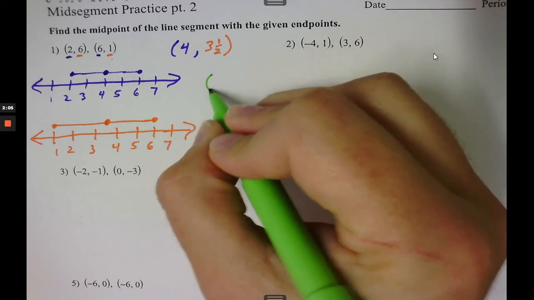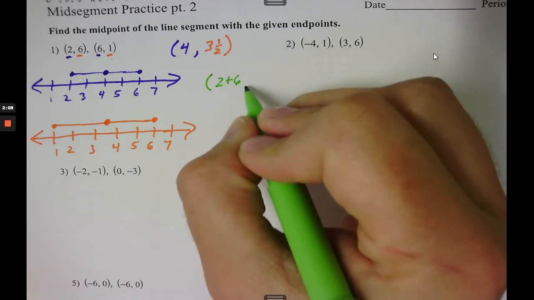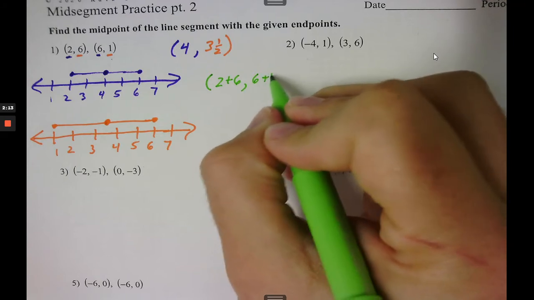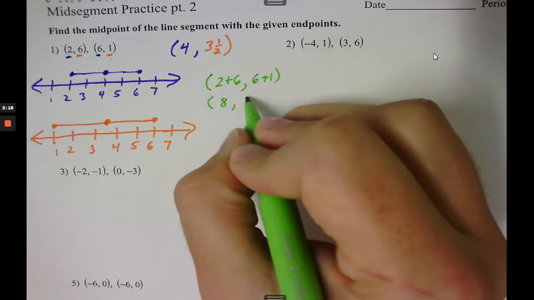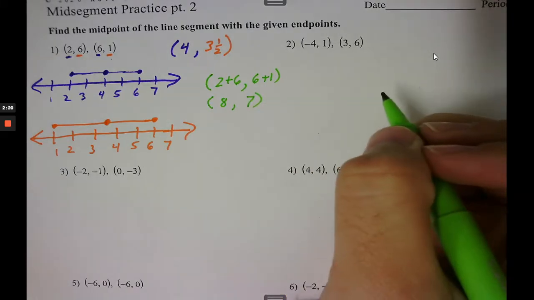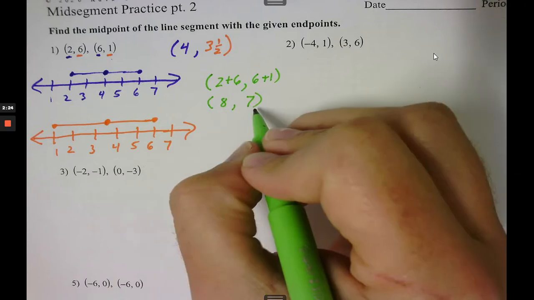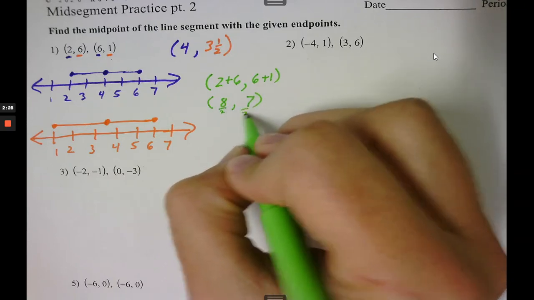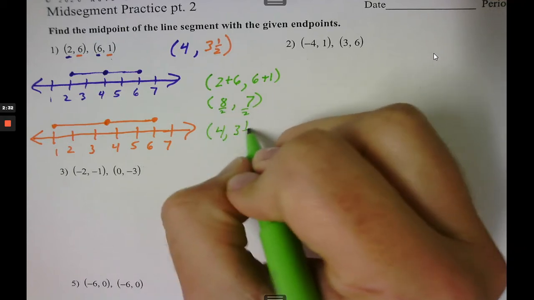So we're going to take the x's and add those together, 2 plus 6. And then we're also going to add our y's together, 6 plus 1. When we do that, we get (8, 7). And the last step is to take that point and do half of each of those values. So divide each of those by 2. And what that leaves us with is (4, 3.5).